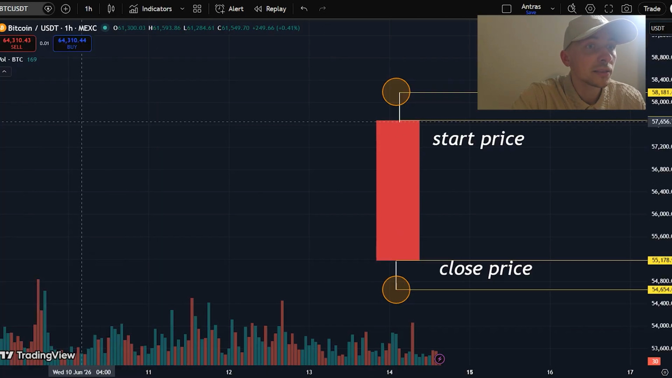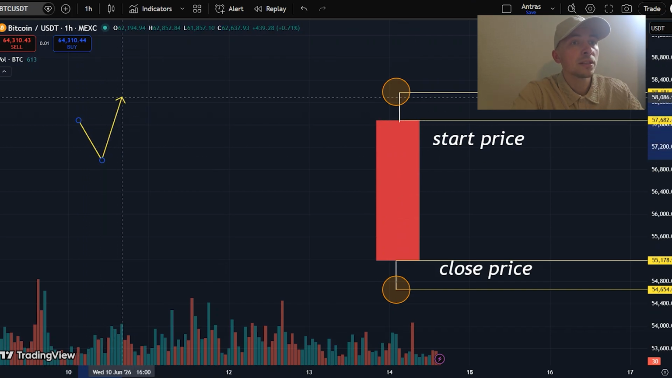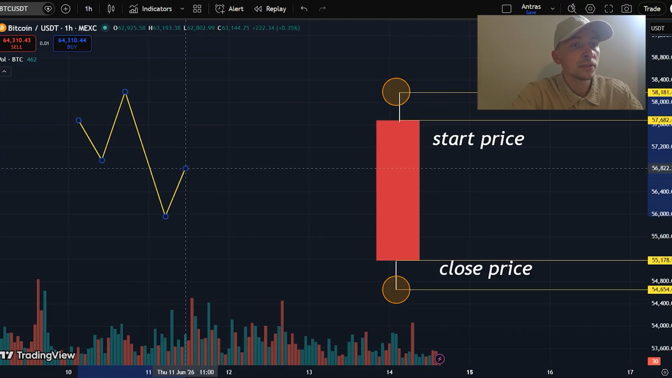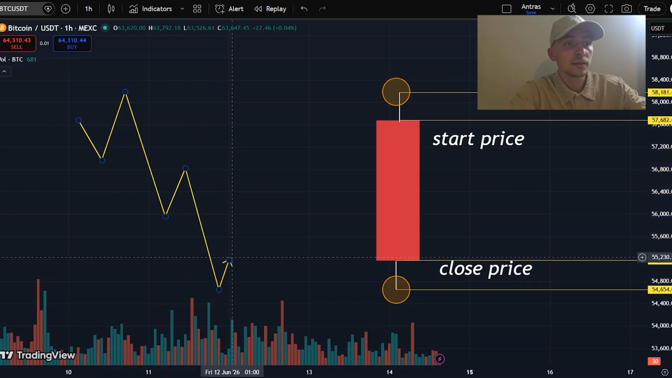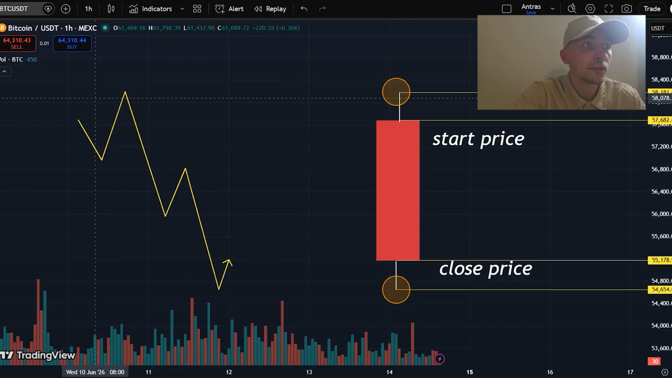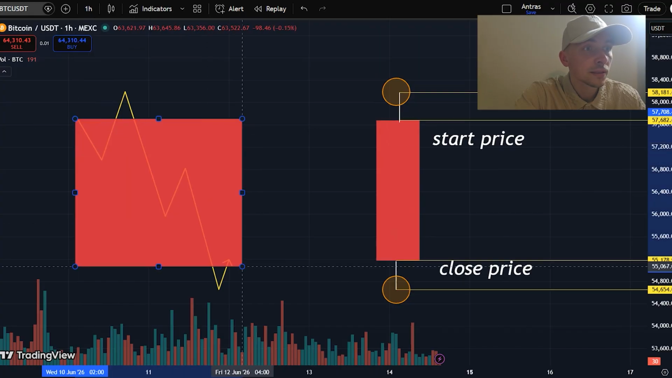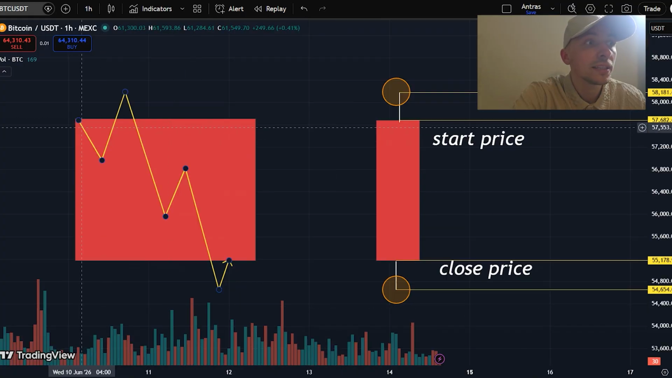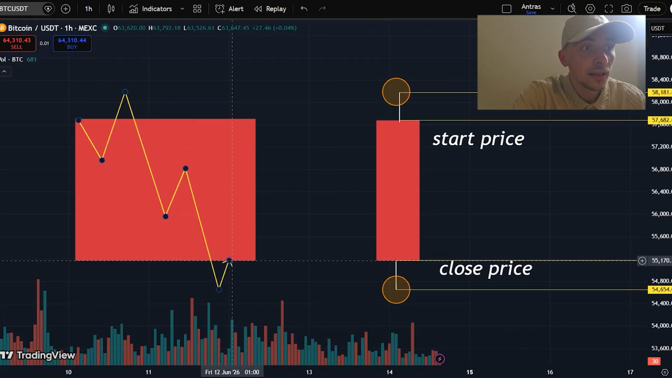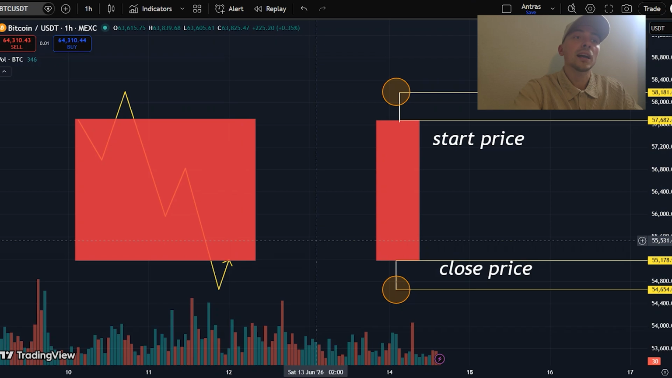The price started, in this case, maybe went a little bit down, up, created the wick, going down, down, once again creating the wick and closing at this place. So we have the opening price and we have the close price. This is how the red candle was formed. So basically the price started here, ended here, and created that kind of candle.